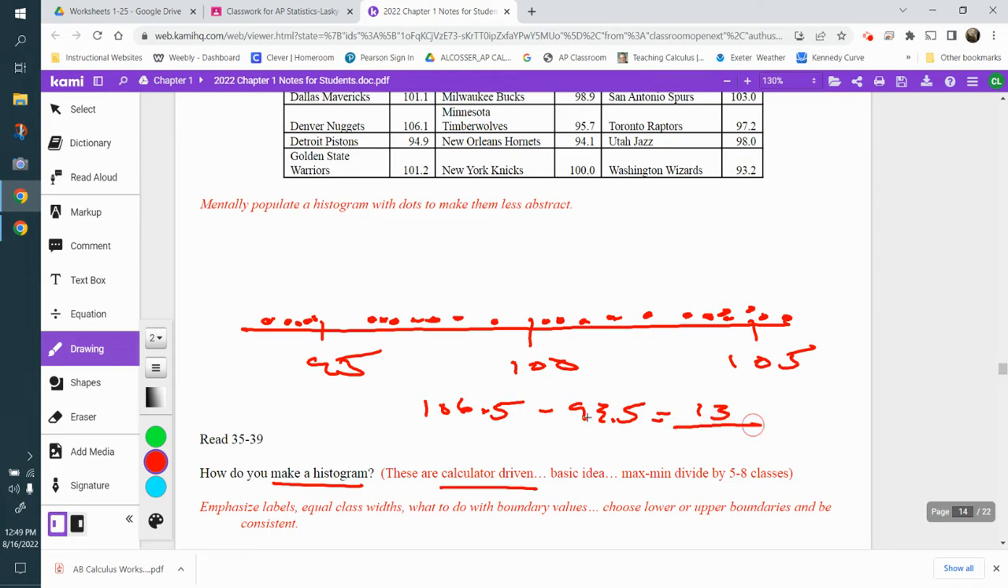And then I divide it by how many class widths I want, which is normally 5 to 8, but it's really easy to do 5 most of the time. So we're going to do 5. So 13 divided by 5, I get a class width of 2.6, I believe. So what I do from there is I go from 93.5 and I add 2.6 to it.